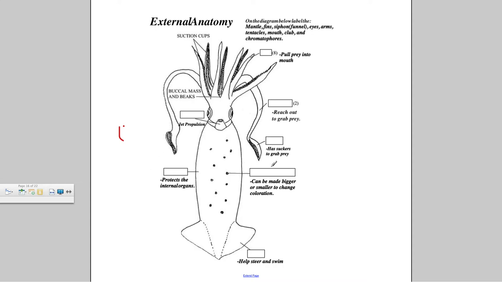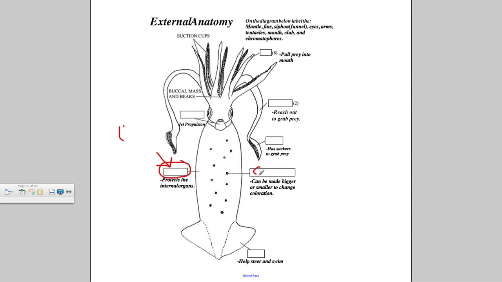All right. The skin here, all of this skin, protects the internal organs. That's not an inner shell. What's that skin stuff called? It started with an M. That's your mantle. Yep, this is your mantle, and it's pointing to the skin.